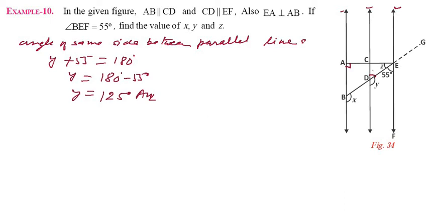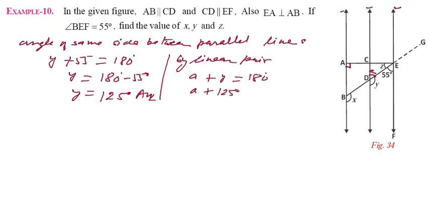Suppose this angle is small a. By linear pair, small a plus y will be equal to 180 degrees. So a we don't know, but y we know: a plus 125 is equal to 180 degrees. So a will be equal to 180 degrees minus 125 degrees. So what will happen? It will be 55 degrees. Or you can say by alternate interior angle also it will be 55. So a will be 55.